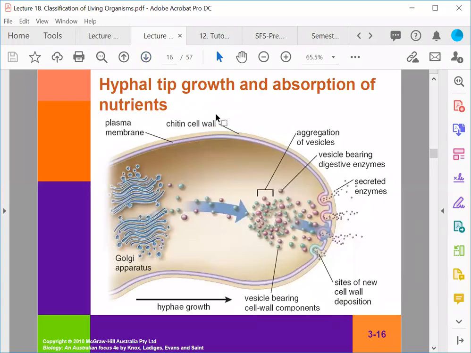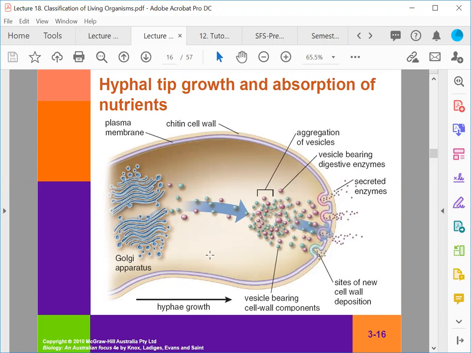All right, and here we have the tip of a fungal hypha. So let's have a look firstly at what we have inside here. It's only showing the Golgi apparatus, not the other organelles. We should start with the outside. So we've got the outer cell wall, which is made of chitin. Then to the inside of that, we have the plasma membrane. Here's the growing tip. This is where the hypha is elongating.